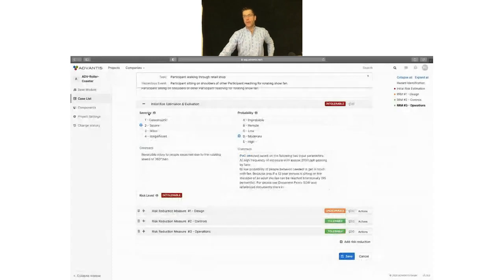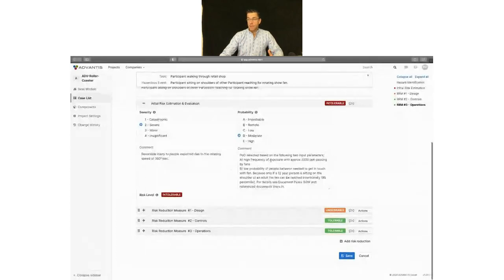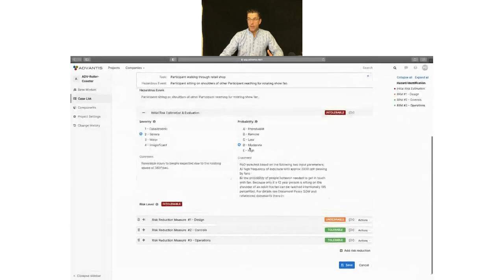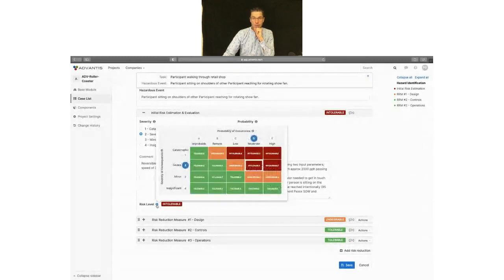In this case, I've got two parameters, severity and probability. I have 4 levels on severity and 5 levels on probability that I can pick from. And then, very important, I can justify and make some comments. In this case, a pretty extensive comment of why we picked this level. Behind this is a risk matrix. This is the default risk matrix that Advantis provides, but by no means do you have to choose exactly that. This is a 4x5x3: 4 levels of severity, 5 levels of probability, and 3 different colors, so 3 different risk levels.